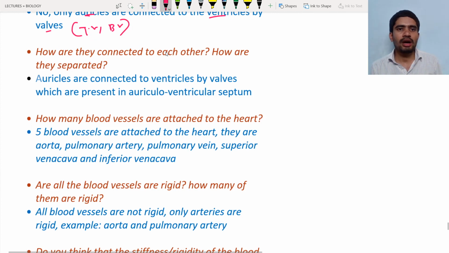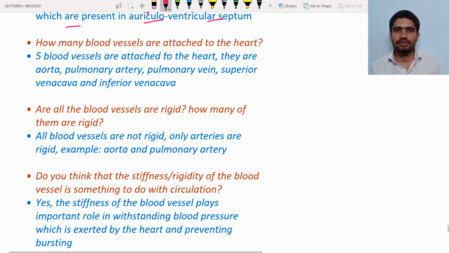The next question is, how are they connected to each other, and how are they separated? Auricles are connected to the ventricles by valves which are present in the auriculoventricular septum. The auriculoventricular septum is a partition that divides the auricles and ventricles. It means the partition which is present between the auricles and the ventricles. Okay, how many blood vessels are attached to the heart? There are 5 blood vessels: the aorta, or you can call it the systemic aorta, pulmonary artery, pulmonary vein, superior vena cava, and also inferior vena cava.